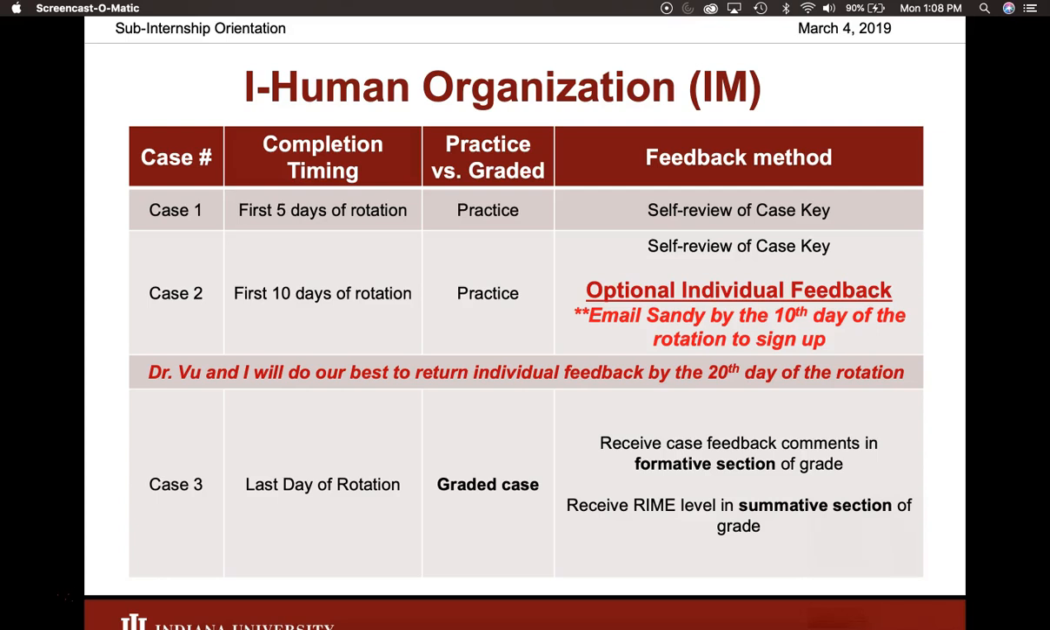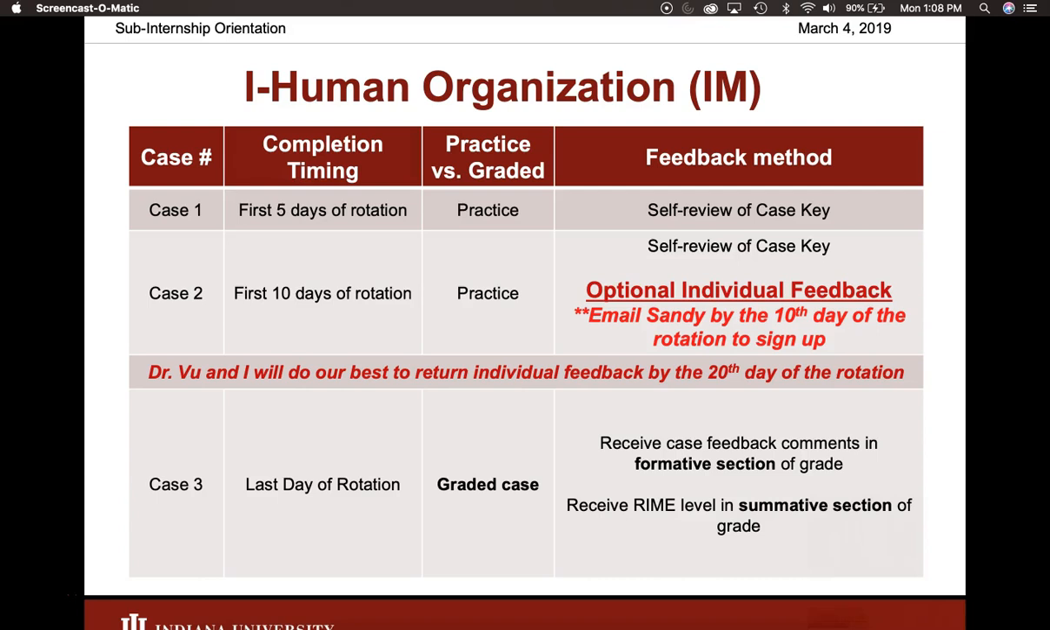Case 1 will be available to you in the first 5 days of the rotation and is a practice case. After you have completed this practice case, you will want to review the case key available on Canvas. The case keys show how to ask questions that you need to ask and why you should ask those questions.